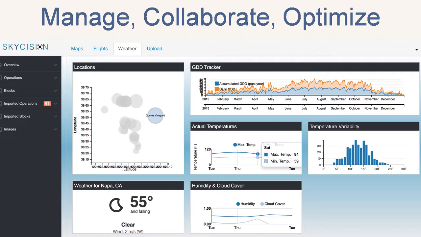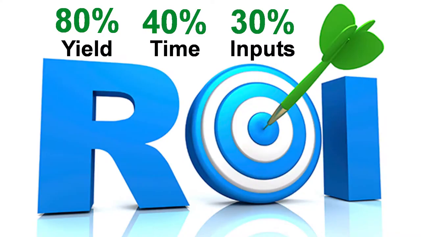So based on what we've seen up to this point, based on the amount of yield variability that we've seen year over year, we believe we can reduce that up to approximately 80%. 40% reduction in the amount of time spent scouting. And when we start looking at variable rate applications of inputs versus blanket applications of pesticides, herbicides, etc., we believe we can save up to approximately 30%.